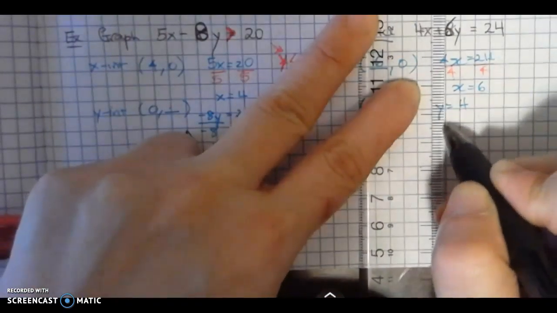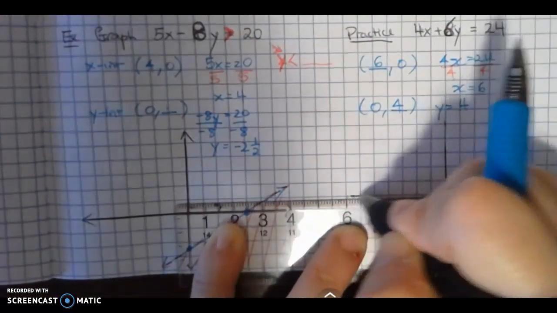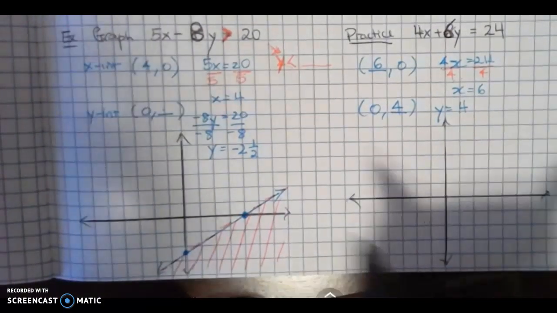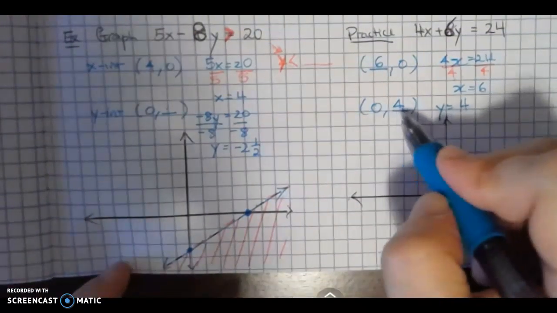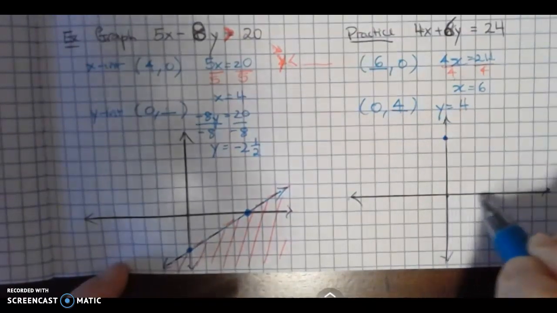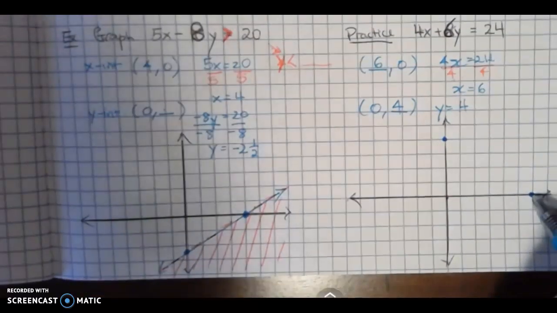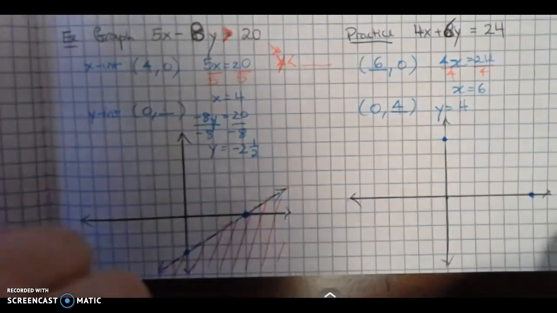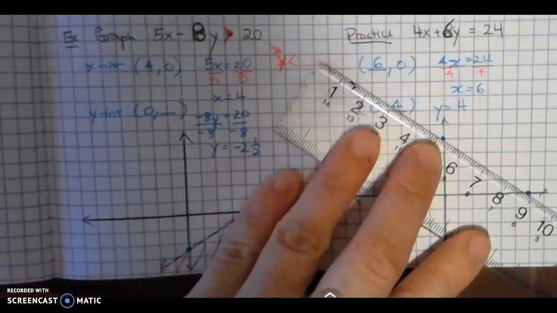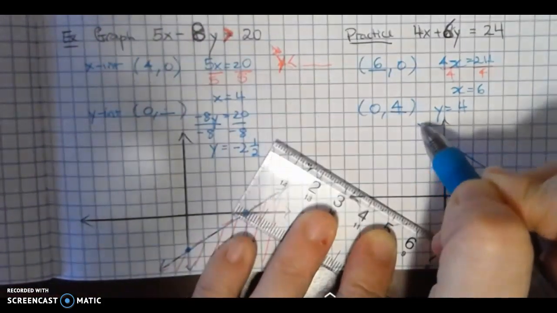Quickly draw my axes, and I know that (0, 4) is my y-intercept, and (6, 0) is my x-intercept. All right, (0, 4) and (6, 0). And then from here, I am going to draw my line.